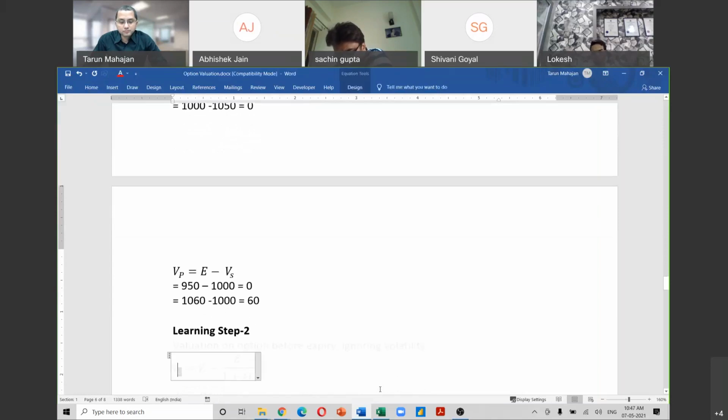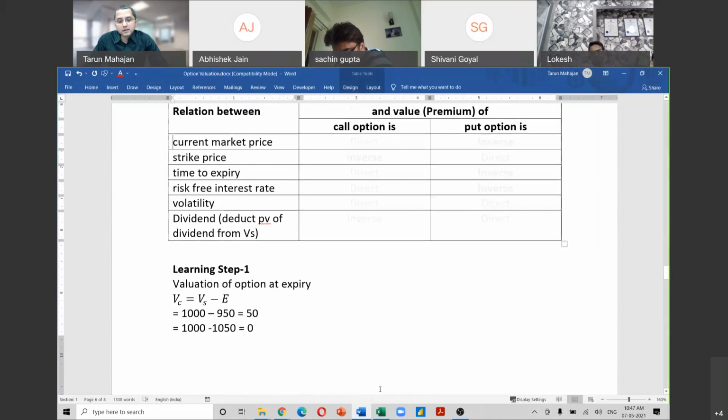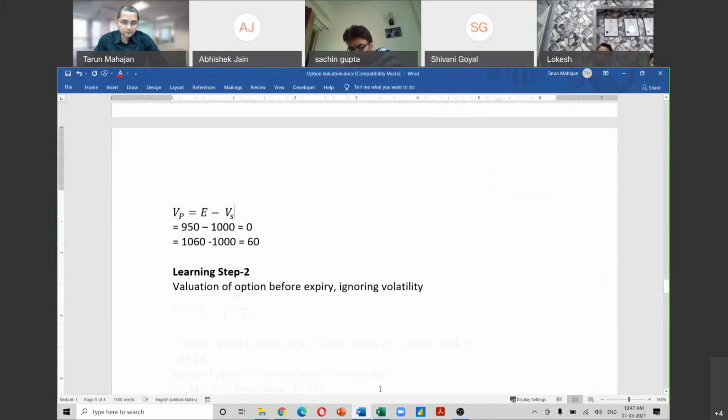चलिए, लर्निंग स्टेप नंबर 2, वैल्यूएशन ऑफ ऑप्शन बिफोर एक्सपायरी. दिस टाइम वी आर वैल्यूइंग बिफोर एक्सपायरी, but we are ignoring volatility. We are valuing before expiry but ignoring volatility. So before expiry means current market price, strike price are relevant, time to expiry is relevant, risk-free rate is also relevant. Volatility is not relevant because I have assumed that there is no volatility. Dividend अभी हम मान रहे हैं कि 0 है, उसको हम बाद में देखेंगे. So valuation of option before expiry but ignoring volatility.